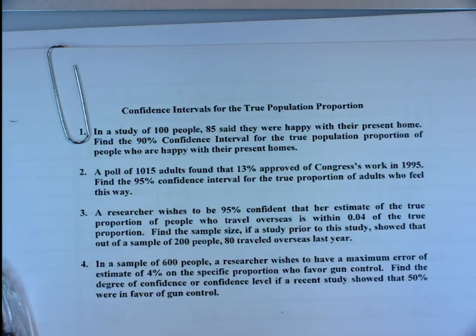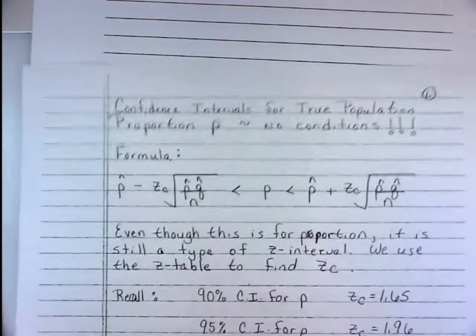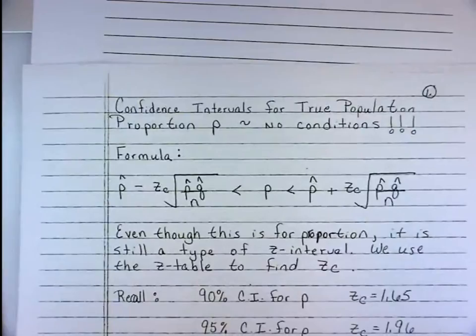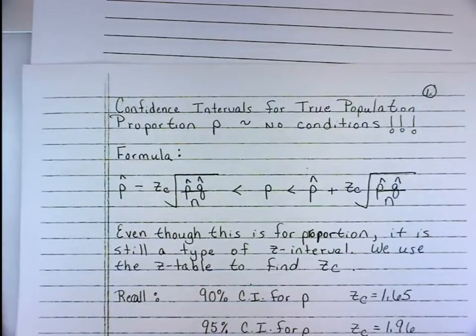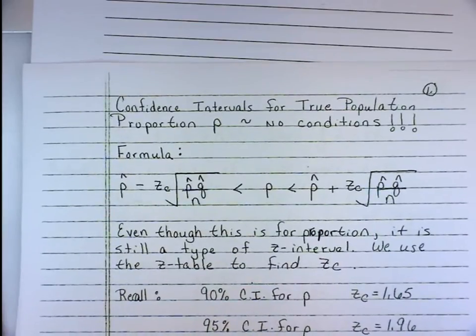Section 7.3 deals with confidence intervals for true population proportion. I am going to go over these 4 problems during this video. The notes are very important though. Confidence interval for true population proportion, P, it's actually rho. Thank goodness there are no conditions to be met. If it says to calculate a proportion interval, then you calculate a proportion interval.